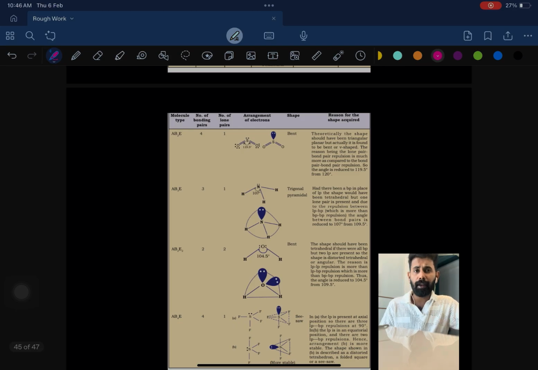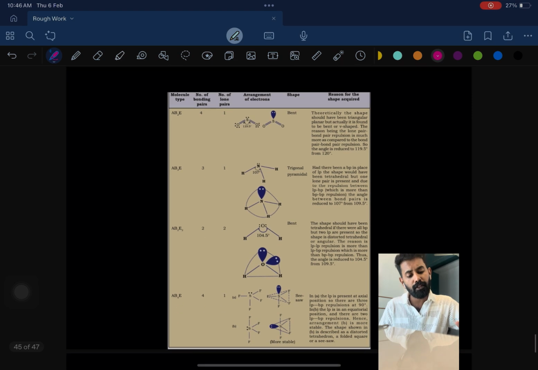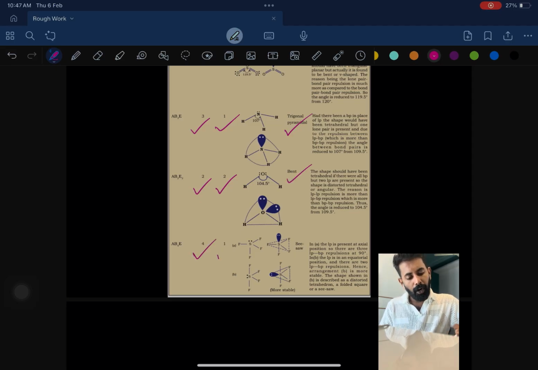We'll be discussing some examples of how to find the bond pairs and lone pairs. That is the main thing, and I will be teaching you that. And if there are 3 bond pairs and 1 lone pair, that will be trigonal pyramidal. 2 bond pairs and 2 lone pairs, which is bent shape. 4 bond pairs and 1 lone pair, that will be seesaw shape.